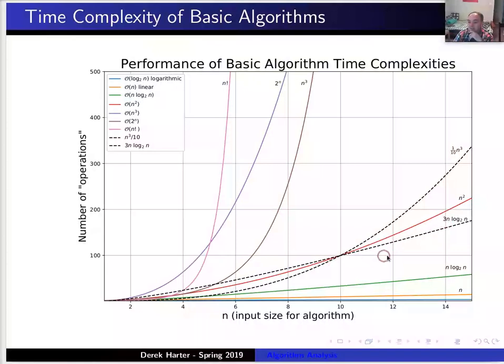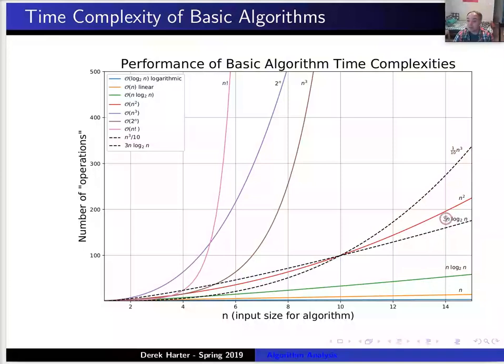I just did it 3 in this case. Okay, so I mean it's worse than n squared in terms of the number of operations up to a point. Up to about an input size of 10, but at that point it gets better. I mean, it's a faster performer than n squared.